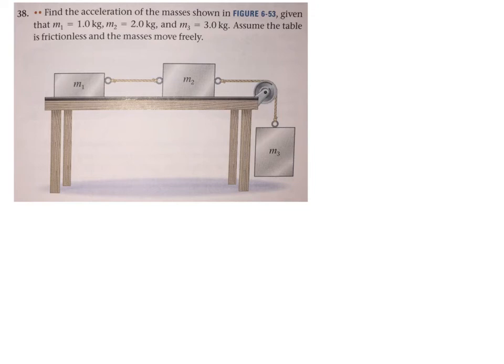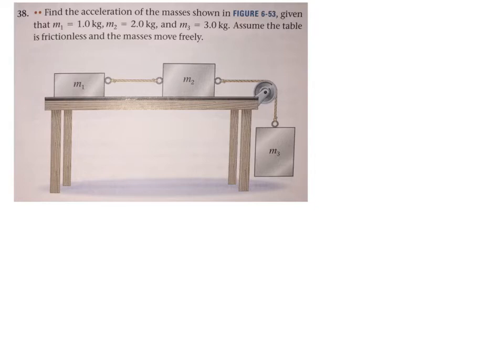Chapter 6, number 38. Find the acceleration of the masses shown in the figure, given the masses values, and assume the table is frictionless and the masses move freely. Since they move freely, and since there's an unbalanced weight over here, it's going to descend, pulling the other guys over, so we really want to find their accelerations.